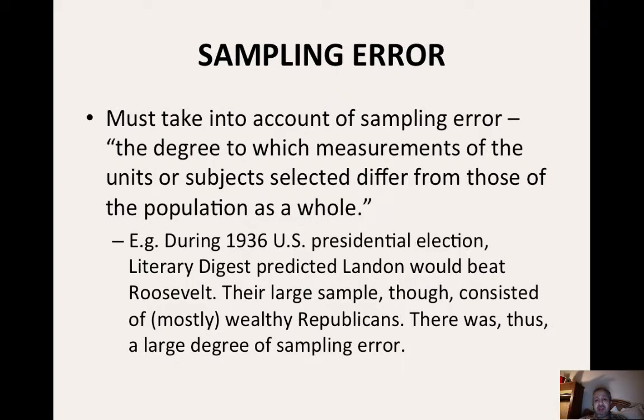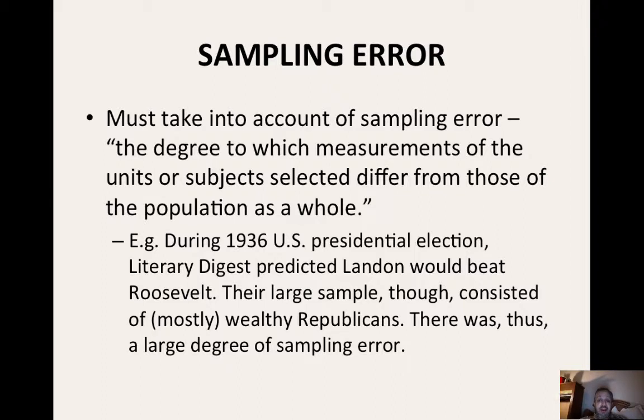This is just an example of how careful a person has to be with error. During the 1936 presidential election, there was a publication called Literary Digest, and they predicted Landon was going to win the election over Roosevelt. And they had a large sample, but their sample was not random, and it was not representative of the American population.